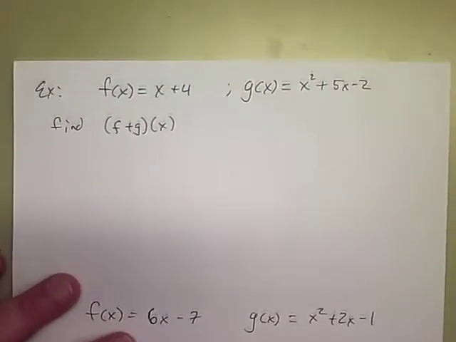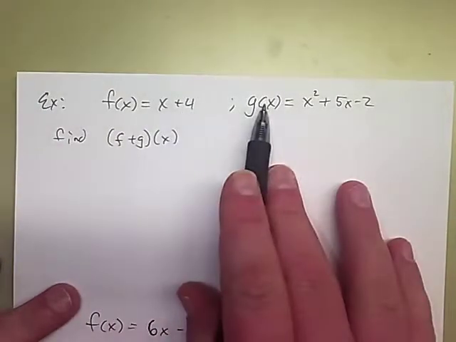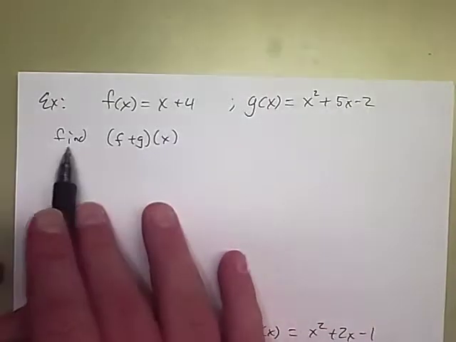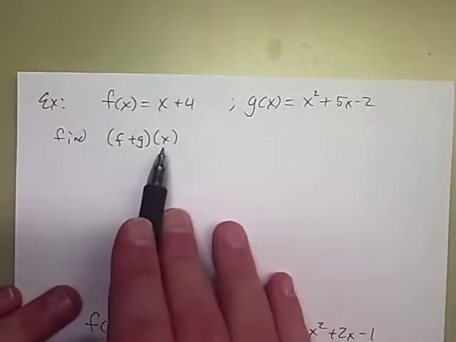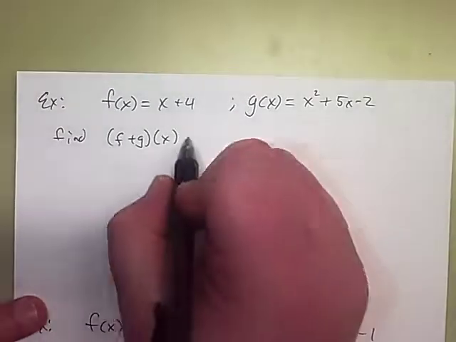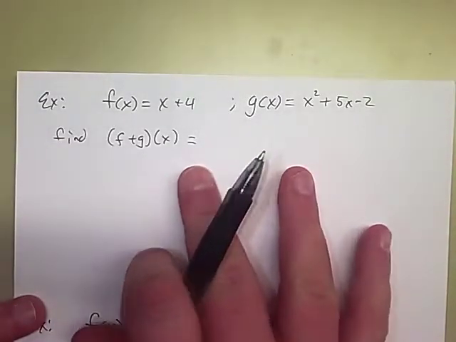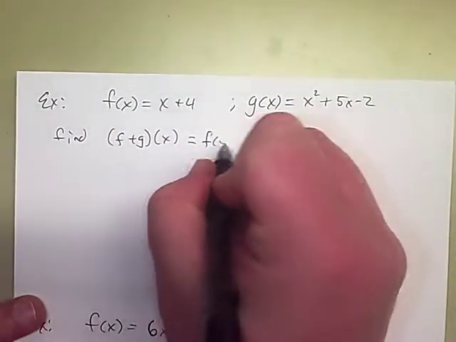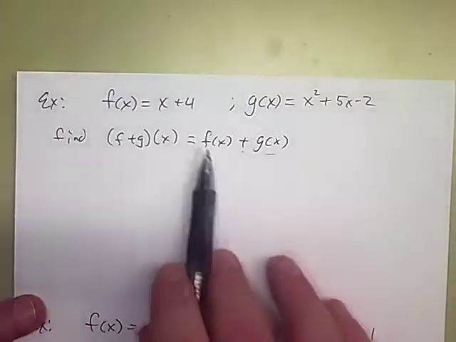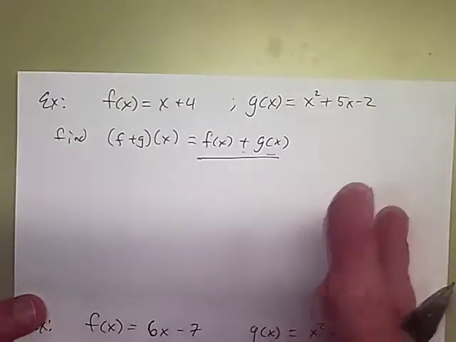All right, so the first example says, here f of x is x plus 4. g of x is x squared plus 5x minus 2. And it tells us to find f plus g at x. Let's see if I can get that to focus any better. All right. So f plus g at x. Now, you don't have to write this middle step every time, but I want you to see that this is just simply f of x plus g of x, right? You don't have to write this every time. In fact, I almost don't want you to write that every time.